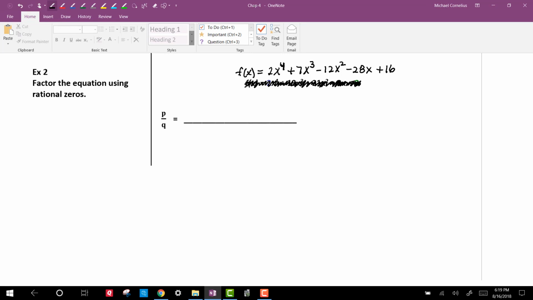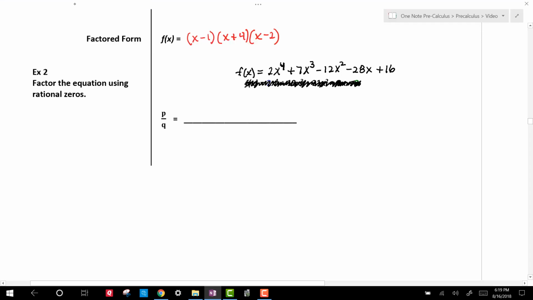Okay, so you can see that I've changed the problem up top to match your paper. And so the first thing I want to do is list my P's and Q's. So I've got P's here and Q's here. I'm going to start with the Q's because the only numbers that go into 2 are 1 and 2. But into 16, remember we need plus and minus in the numerator here. So we have 1, 2, 4, 8, and 16 that all go into 16.